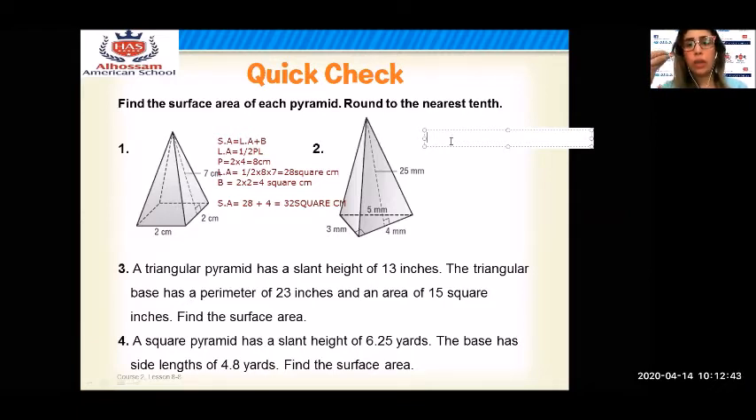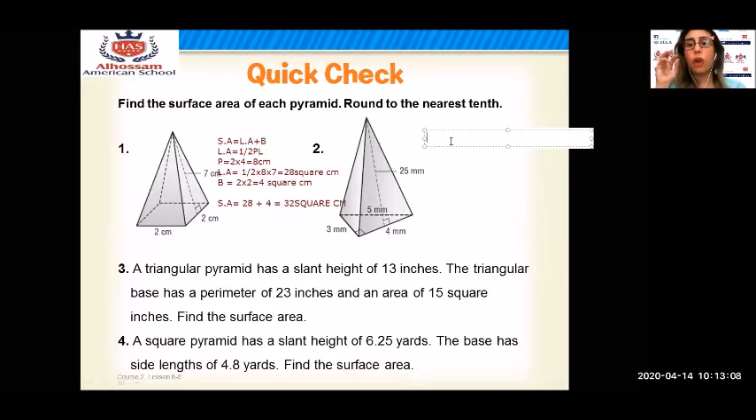Khalid, look, I will solve with you step by step. Here, ya Khalid, what is the base of this pyramid? No, I mean the shape. The shape of the pyramid base. What is the shape of the base? Triangle. Yes, it's a triangle.